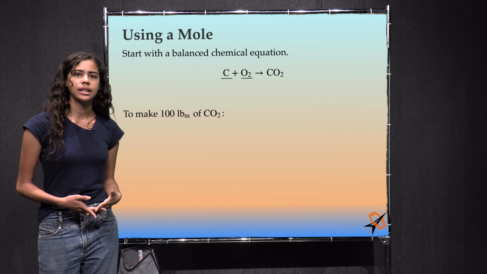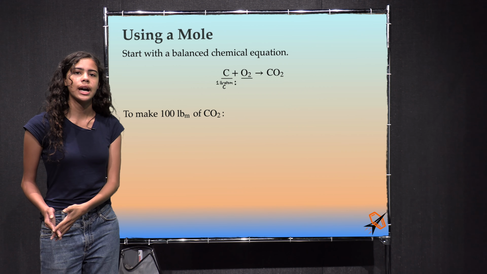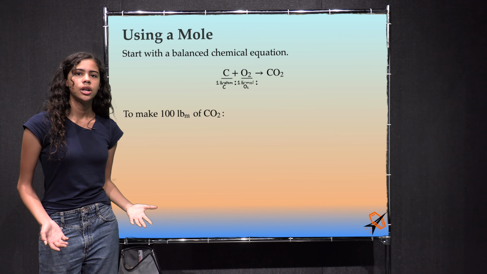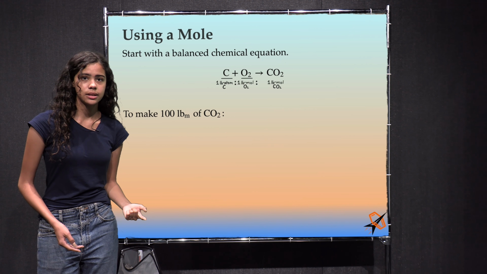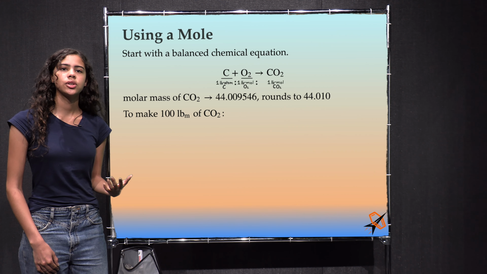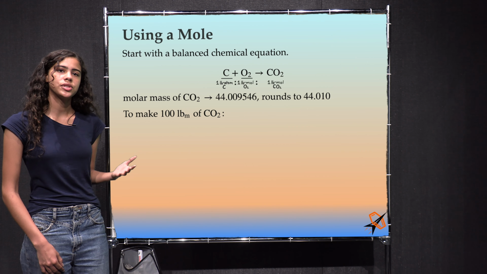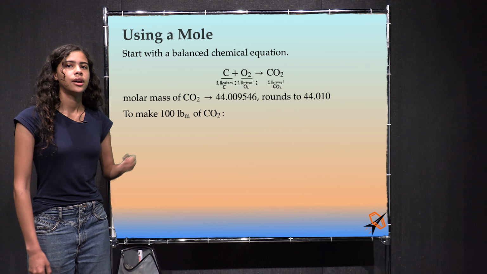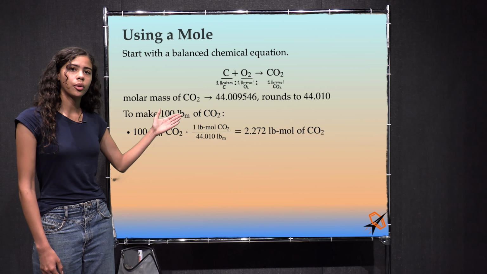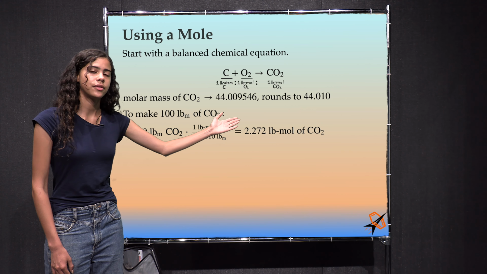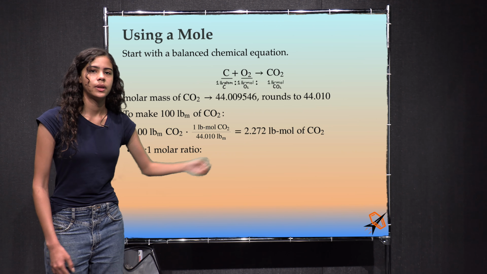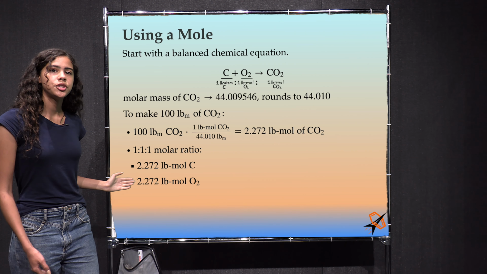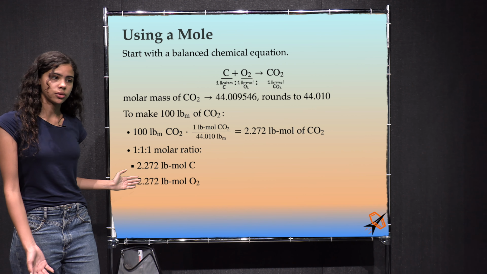The chemical equation states that 1 pound atom of carbon will react with 1 pound mole of oxygen molecules, or 2 pound atoms of oxygen atoms, to form 1 pound mole of carbon dioxide. Given that the molar mass or molecular weight of carbon dioxide is 44.009546, which rounds to 44.010, we need 100 divided by 44.010, or 2.272 pound moles of carbon dioxide. We need 2.272 pound atoms of carbon and 2.272 pound moles of oxygen molecules.